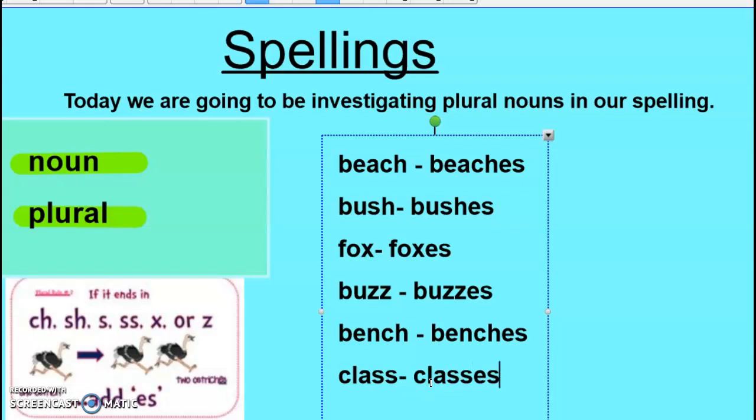Okay? So the first task that I would like you to do is practice using those and then see if you can find any more words that follow this same rule. Okay, so any words that end in CH, SH, S, SS, X or Z. Use your iPads, do some research, any other words that you can find that follow this same rule, and then write them down and post a picture to me. Okay, I'll give you a clue. One is watch.